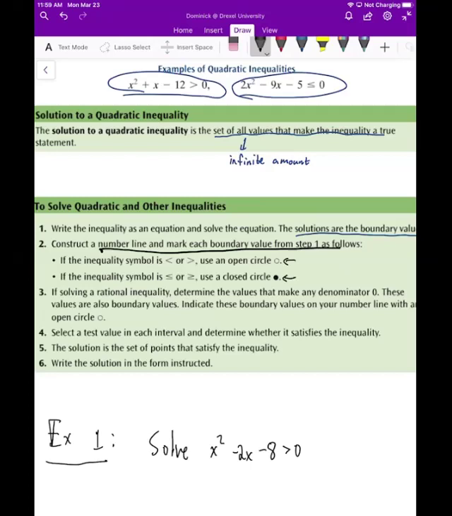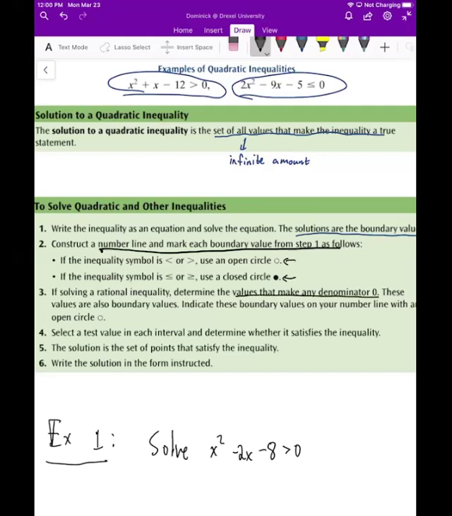Now, later on, we'll talk about what are called rational inequalities, which essentially just means that you're looking at a rational equation except with an inequality sign. And you would also want to point out any values that make the denominator 0.